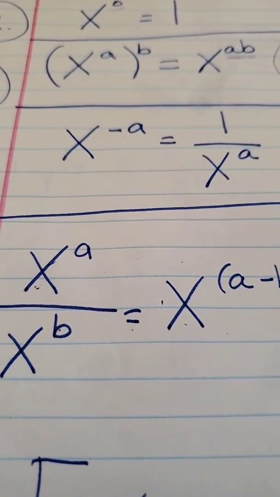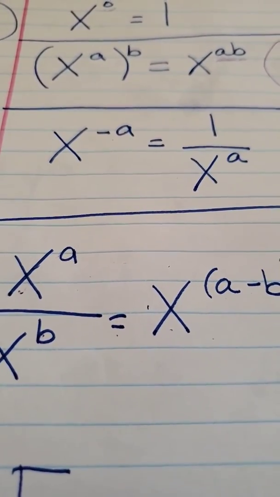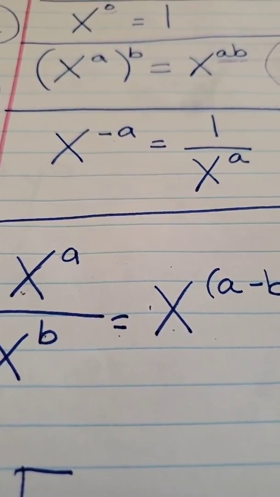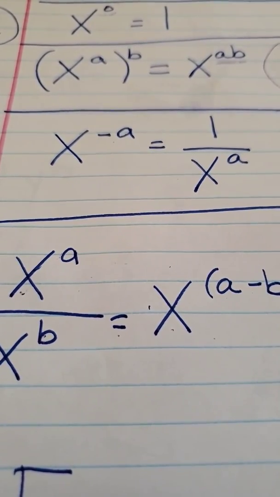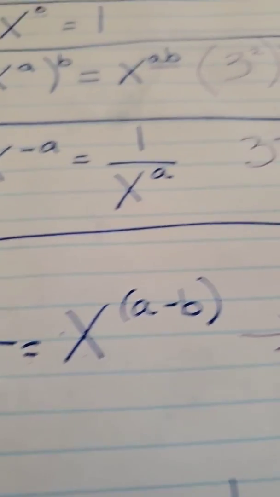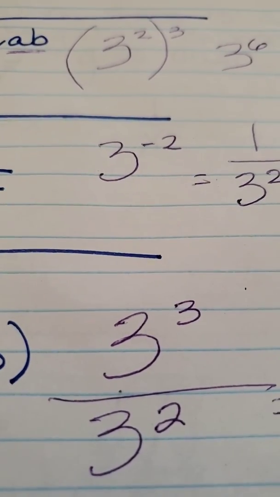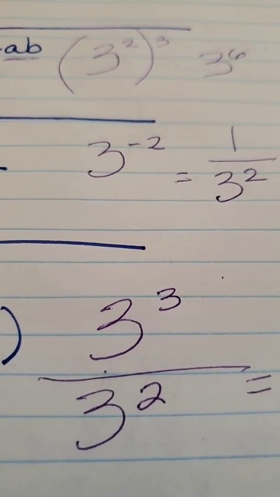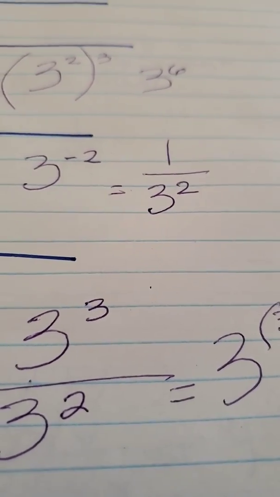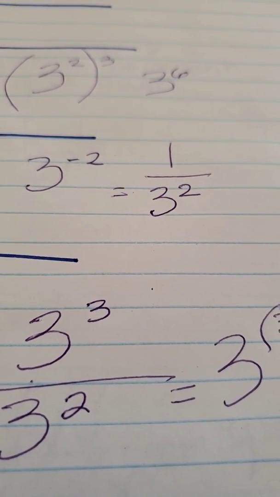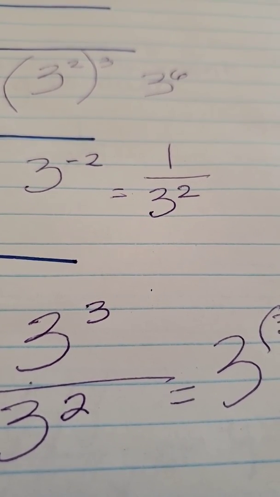The next rule we have x^(-a). When there's a negative exponent, you know that you're going to move it down, okay, and put a 1 on top. So an example is 3^(-2). So I just moved that down. I dropped the negative sign, and I turn it into a fraction.